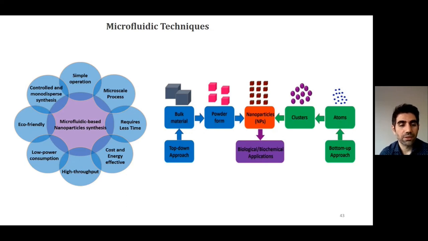And here on the left, there are advantages of these microfluidic systems that you can see here. It is simple to operate. We can produce uniform structure in terms of size and shape. This is not possible in conventional methods of producing nanoparticles. That's why microfluidic techniques are great techniques to produce very uniform nanoparticles.